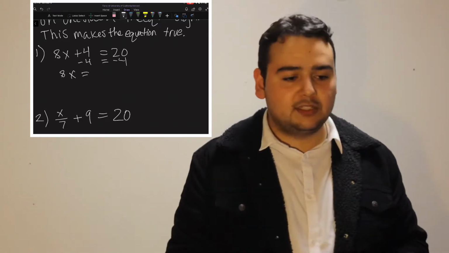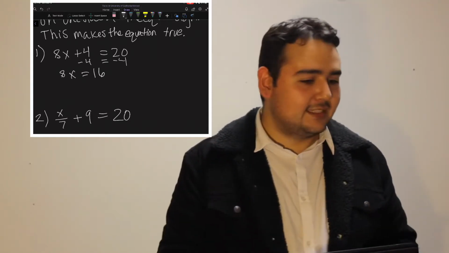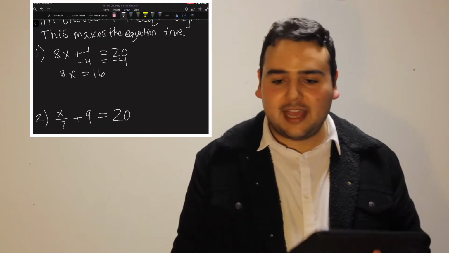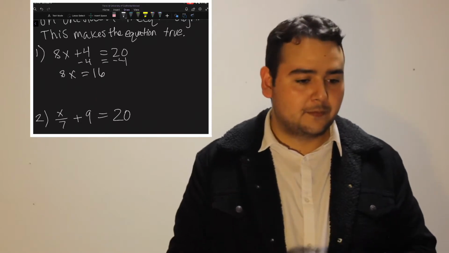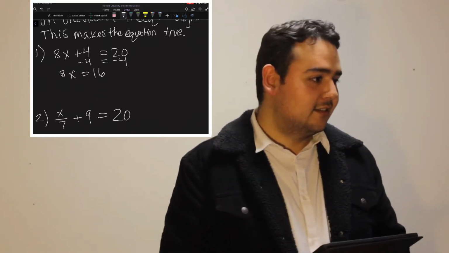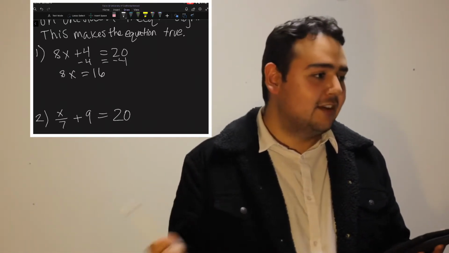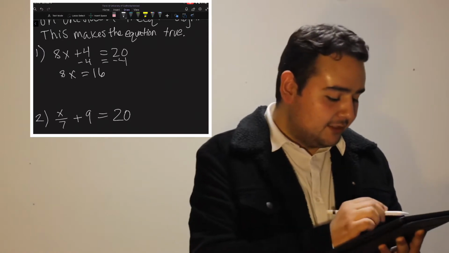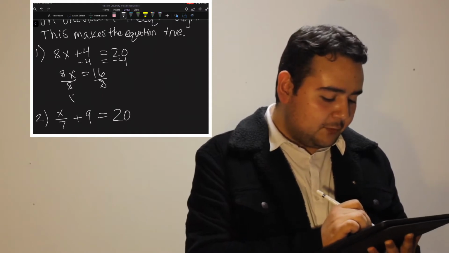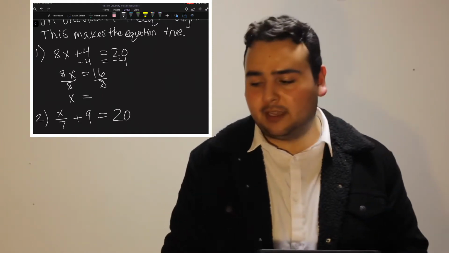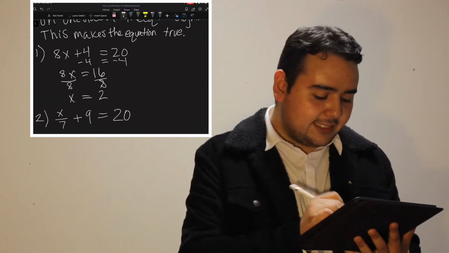8x equals what? What's 20 minus 4? 16. Right. So now we have 8x equals 16. So what should we do next? If we want to get x by itself, how do we get rid of a number next to a variable? Does anyone know? Divide both sides by 8. Yes, exactly. So we should divide 8x by 8, so we can get x by itself. So now we have 8x divided by 8 and 16 divided by 8. And then we're left with x equals, what's 16 divided by 8? Does anyone know? 2. Right. So now we have x equals 2.